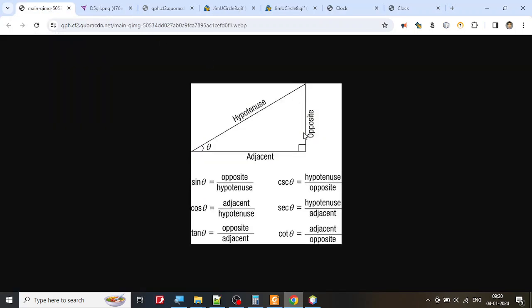In mathematics, you know very well what sine theta and cos theta are. Sine theta is nothing but opposite by hypotenuse, and cos theta is adjacent by hypotenuse. Okay. If you represent this triangle in a circle, you know very well this hypotenuse that you see here is the radius of the circle.